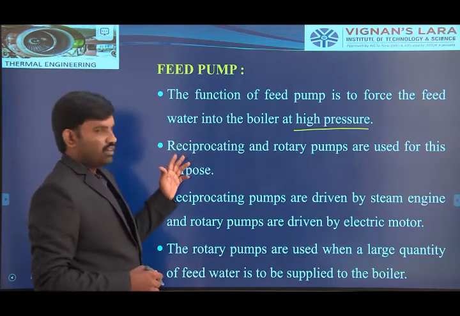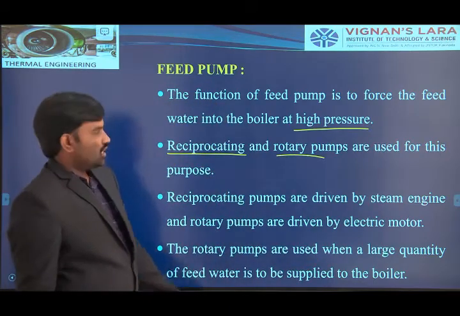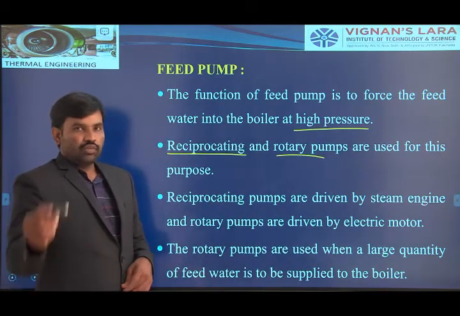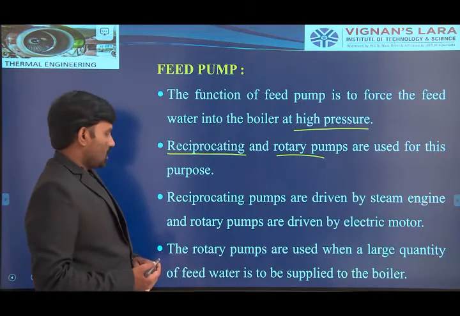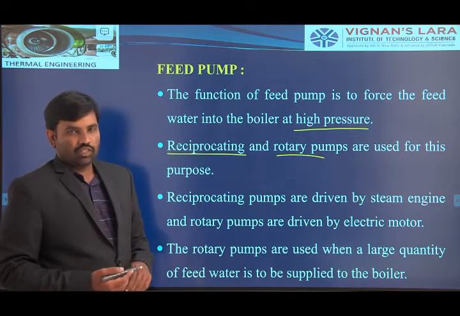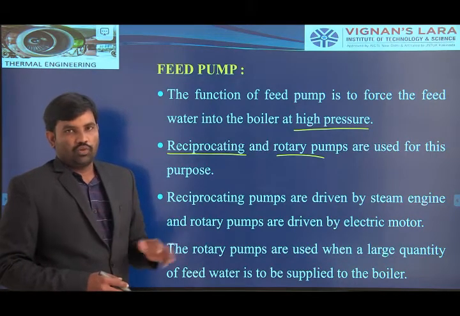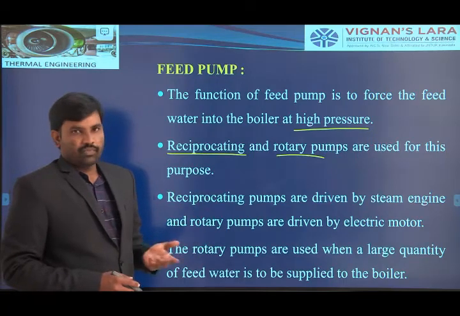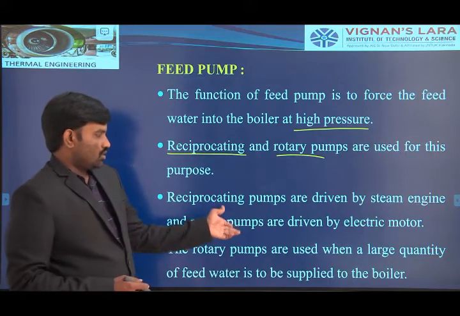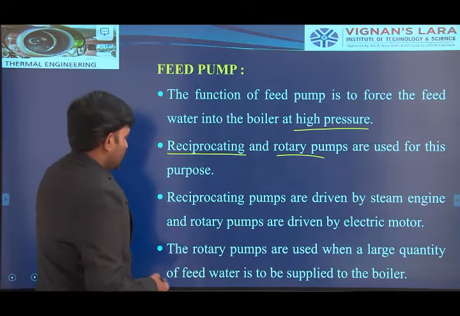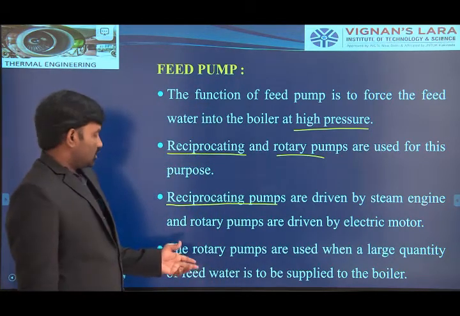In place of feed water pumps, we have different types of pumps. Reciprocating and rotary pumps are used to increase the pressure of water to reach the operating pressure limit. Reciprocating pumps are driven by the steam engine, and rotary pumps are driven by an electric motor. We always have to give some work input to run pumps, compressors and fans. Rotary pumps are driven with the help of an electric motor, and reciprocating pumps are driven with the help of the steam generated in the steam power plant.